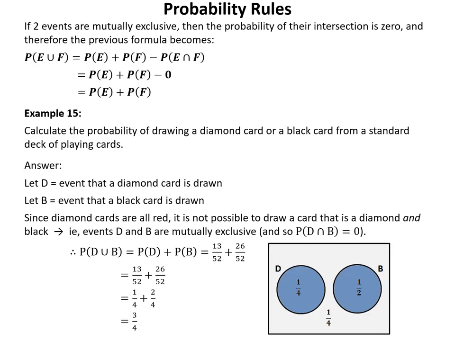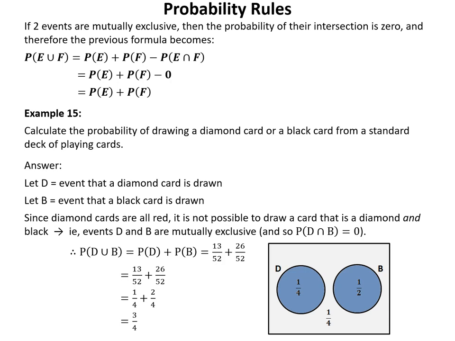If two events are mutually exclusive, then the probability of their intersection is 0. And therefore, the previous formula reduces to the probability of E union F is equal to simply the sum of the probability of E plus the probability of F.